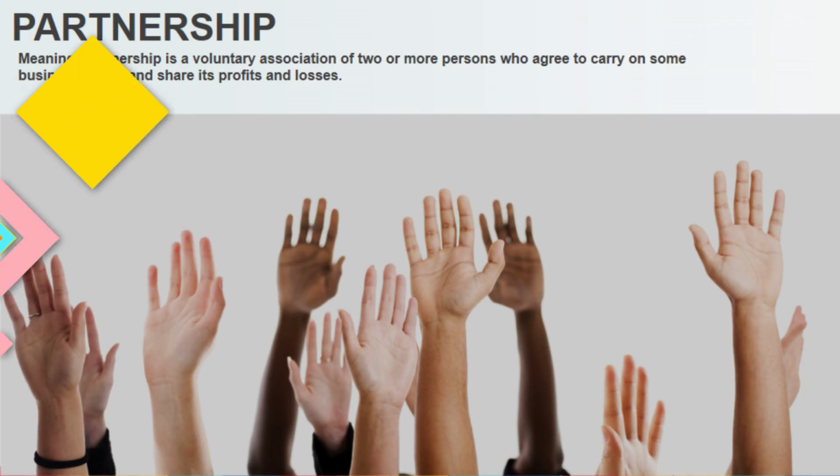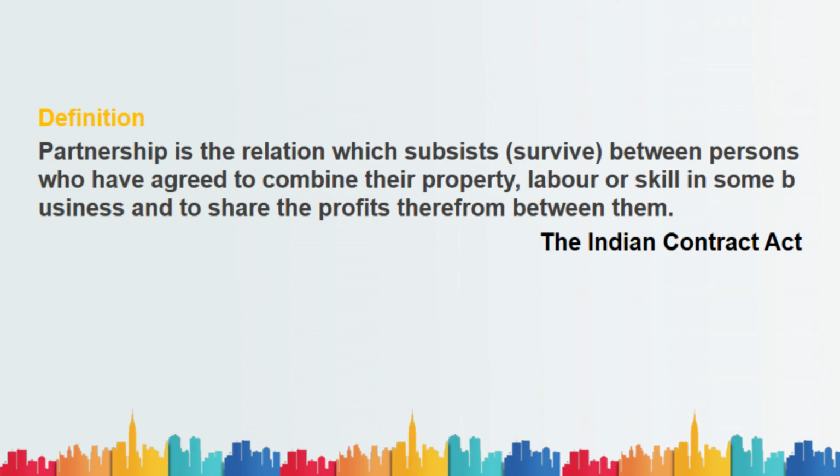If we move on, next is the given definition. So I'll read out the definition. Partnership is a relation which subsists, that means survives, between persons who have agreed to combine their property, labor, and skill in some business and to share the profit therefrom between them. This definition is given by the Indian Contract Act 1933. They are basically saying there will be a voluntary association of two or more persons and they will carry out the business jointly by sharing profit and loss.